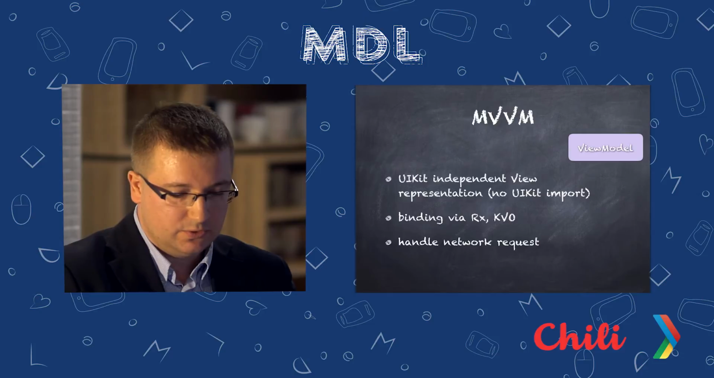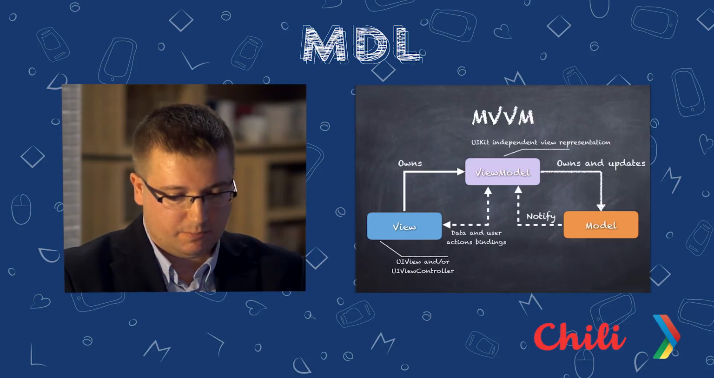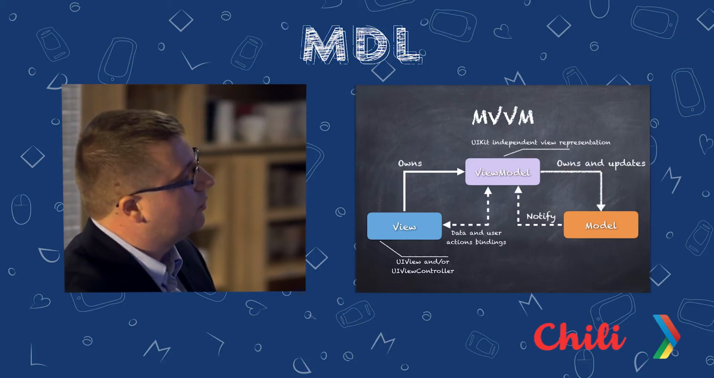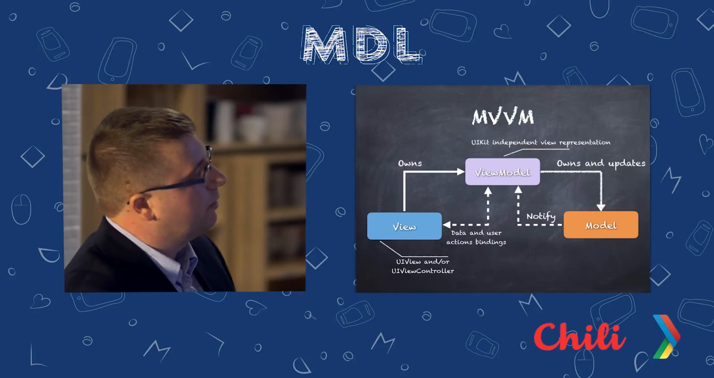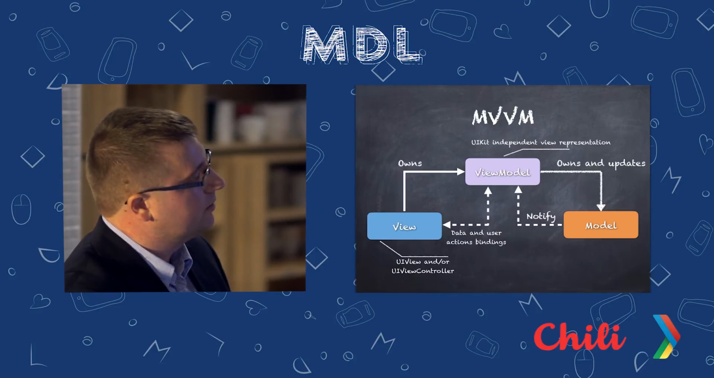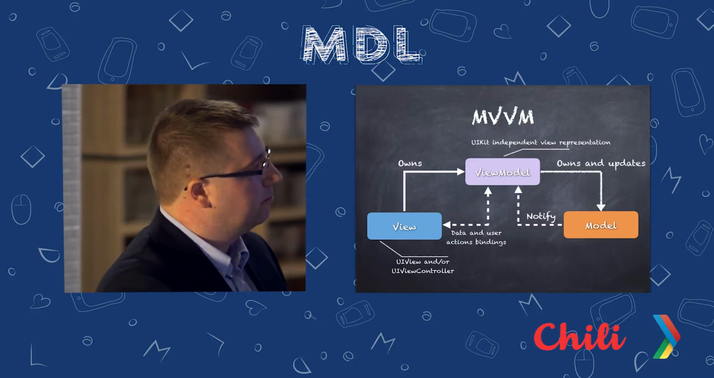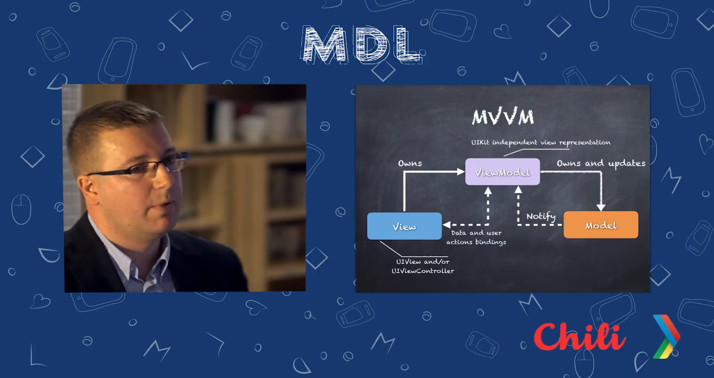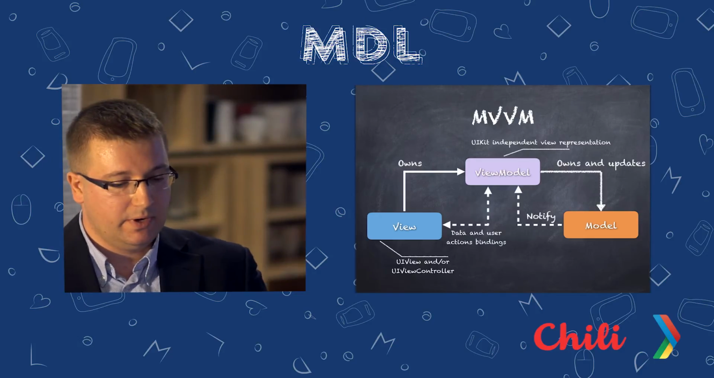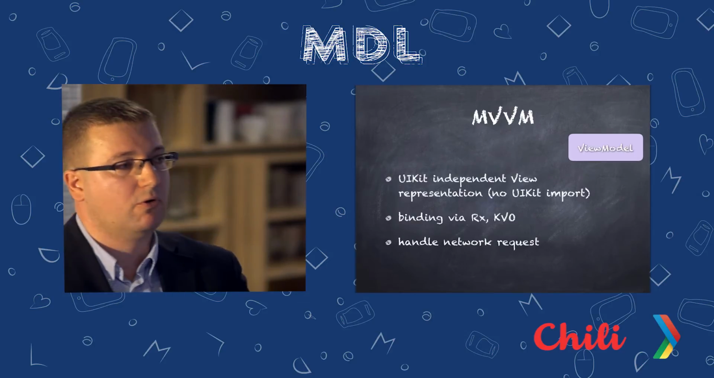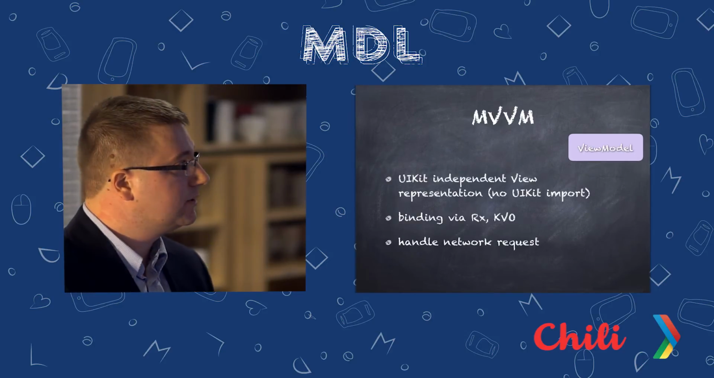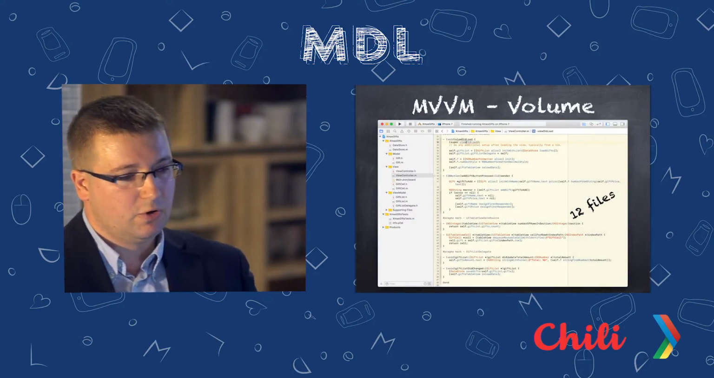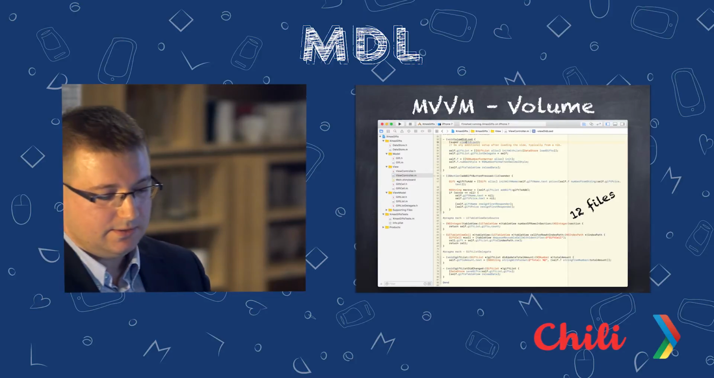Let me just go back to the previous slide. So you can see this arrow between the view model and the view. The view owns the view model, but the view model reports back to the view. In standard MVVM, this is done via binding. We don't have binding in iOS. Binding can be replaced by reactive programming or KVO, key-value observing, in iOS. Okay, so to achieve the same goal, we now use 12 files.